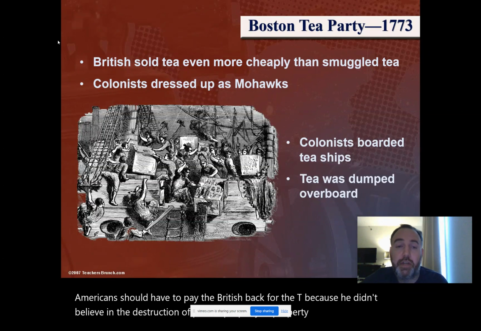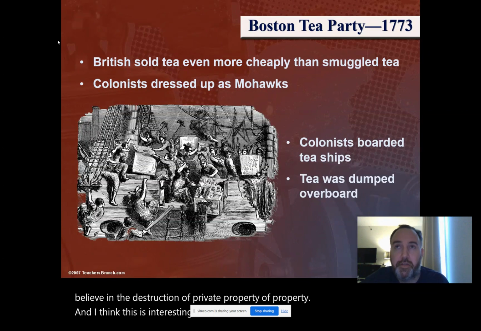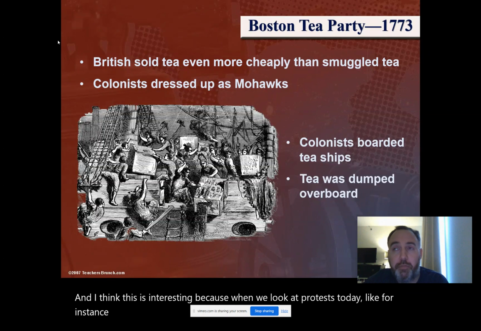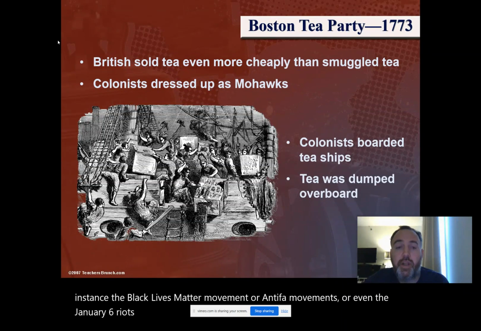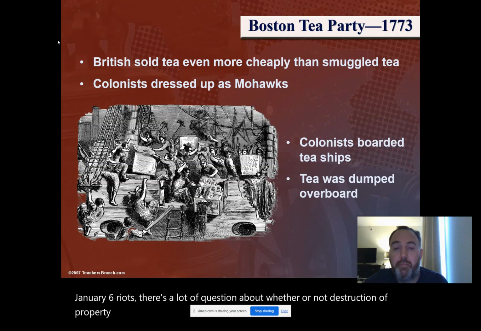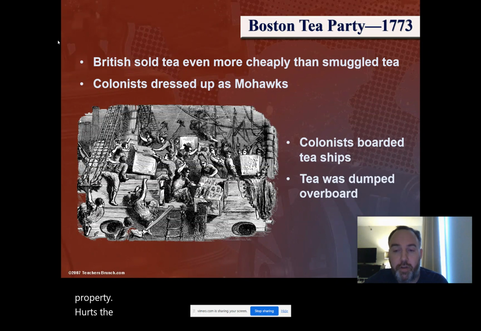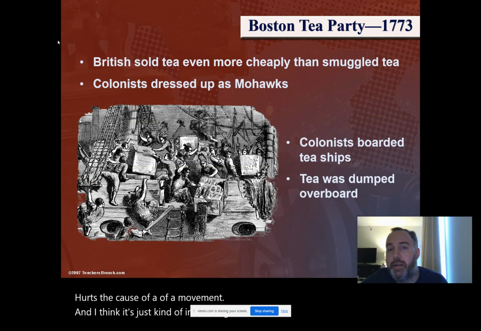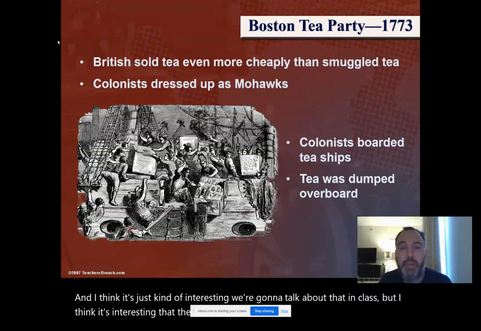And I think this is interesting because when we look at protests today, like for instance, the Black Lives Matter movement, or Antifa movements, or even the January 6th riots, there's a lot of question about whether or not destruction of property hurts the cause of a movement. We're going to talk about that in class. But I think it's interesting that the same question got raised in 1773 that we're still asking today.